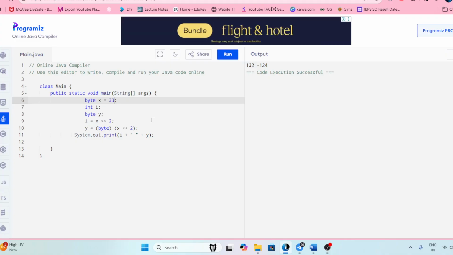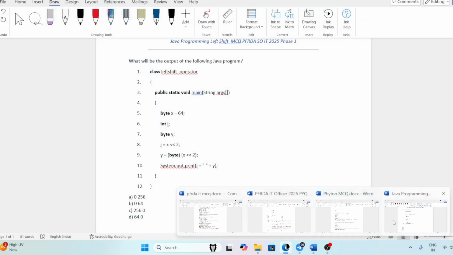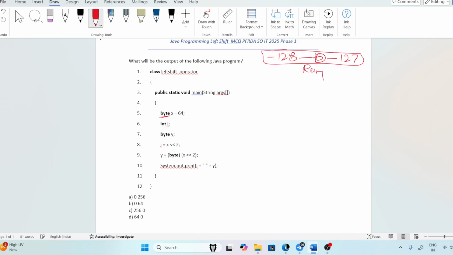Now let's solve the question. How can we solve it? I will explain in easy language so that you can understand. In very basic terms, we have a byte. What is a byte? It has a range from minus 128 to 0, and from 0 to plus 127. This is the range of the byte.